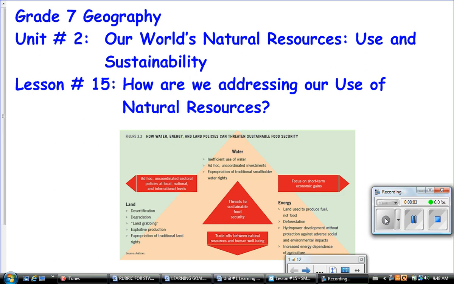Welcome back to Grade 7 Geography, Unit Number 2, Our World's Natural Resources, Use and Sustainability. This is Lesson Number 15, How are we addressing our use of natural resources?